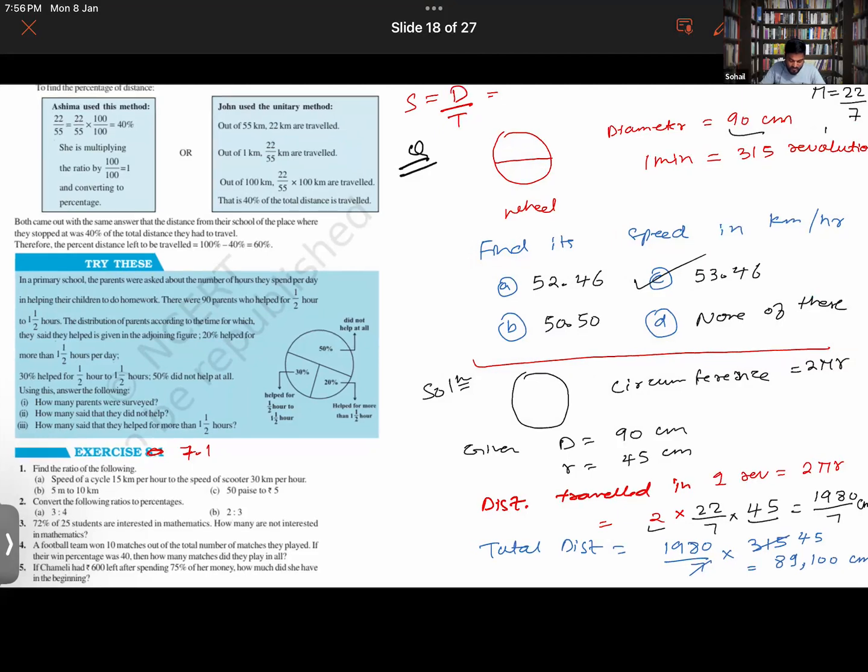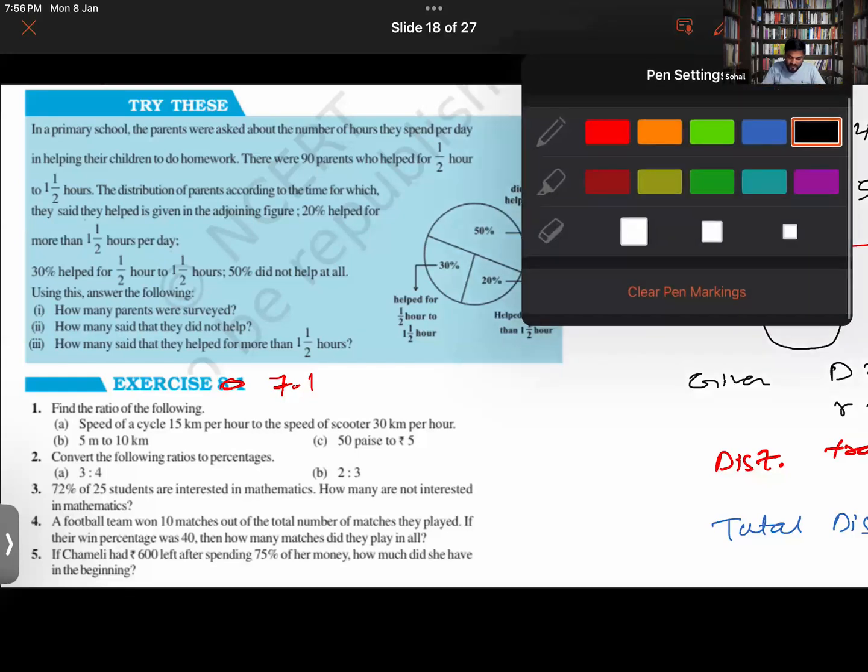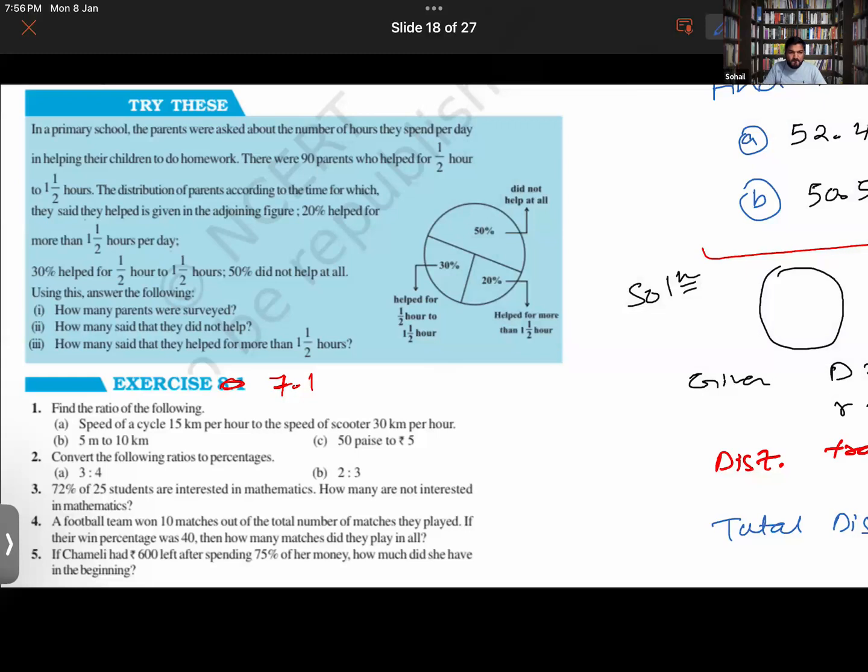So exercise 7.1. Guys, look at question number 1. Find the ratio of the following: speed of a cycle 15 km per hour to the speed of a scooter 30 km per hour. It is in fact a very easy question. So what would be the answer to this? Obviously 15 upon 30, that is 1:2, right?